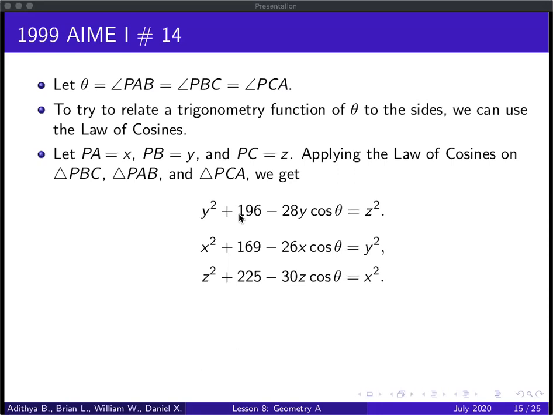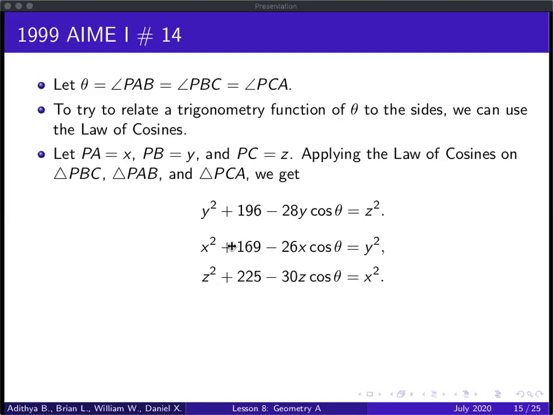we get x squared plus 169 minus 26x cosine theta equals y squared. And z squared plus 225 minus 30z cosine theta equals x squared. So now we have these three equations with x, y, and z, and also theta. So does anyone have any ideas for how to try to solve this?